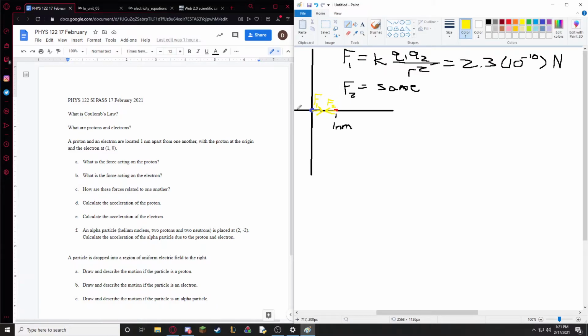They're equal and opposite forces, right? Newton's third law. And that's sort of how these forces are related. It's the same exact force and magnitude, and they're acting in opposite directions. They're pulling the particles towards one another. Or if they were the same charged particle, it'd be pushing them away. So now let's go ahead and calculate the acceleration of both of our two particles. So we want to calculate the acceleration of the proton and the acceleration of the electron.